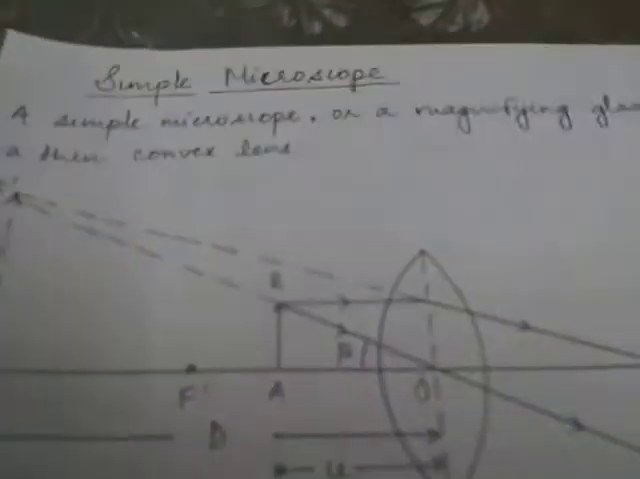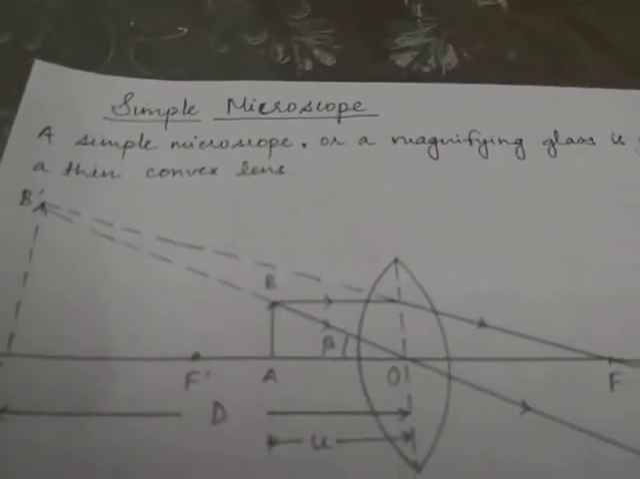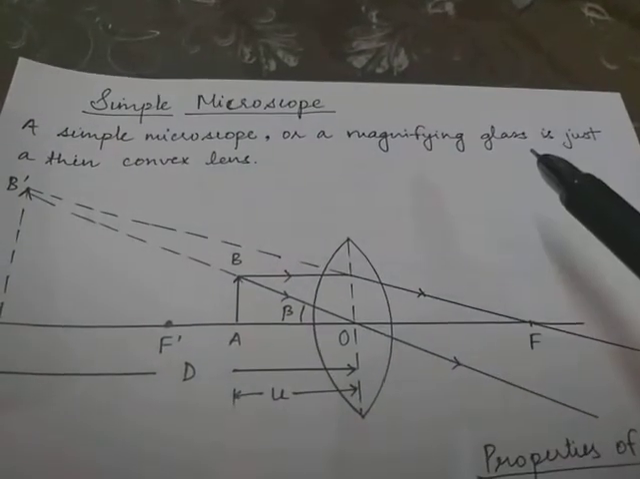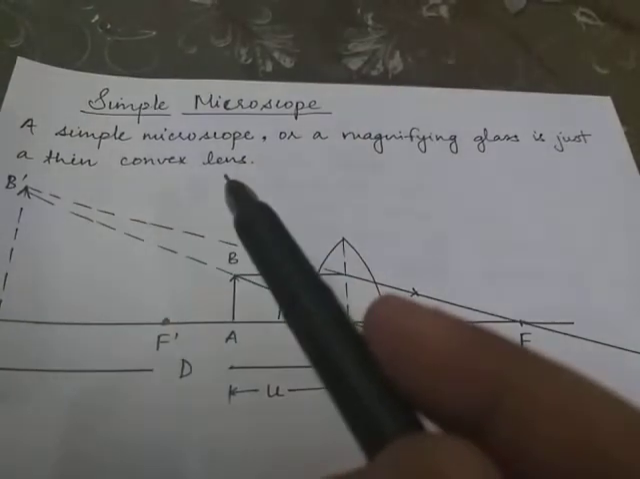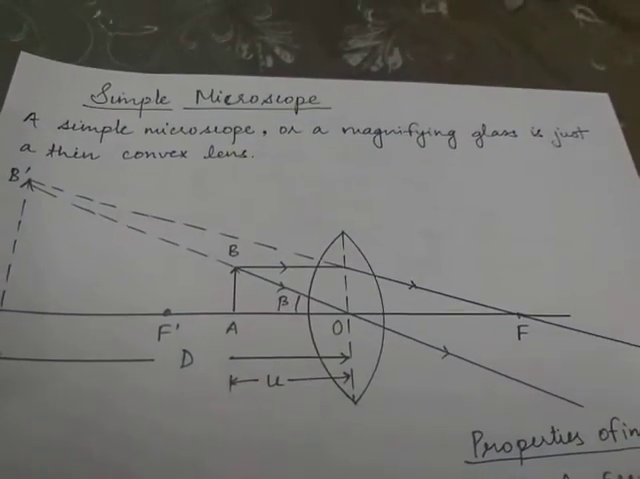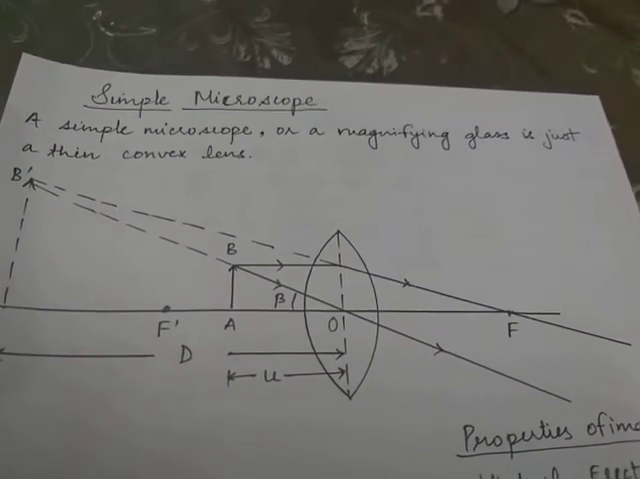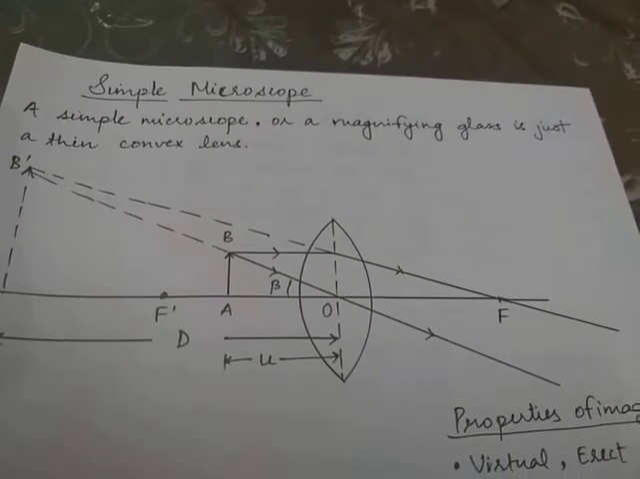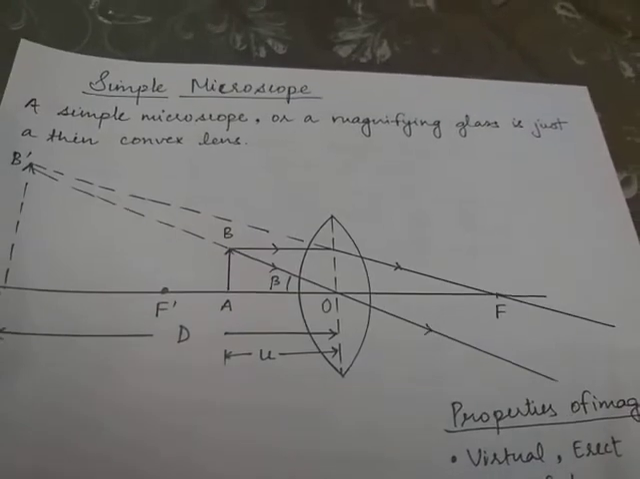Hello everyone, let's start with our next topic, that is simple microscope. A simple microscope or a magnifying glass is just a thin convex lens. Simple microscope is also known as magnifying glass, which is used for enlarging the images of smaller objects like written materials or different types of objects.